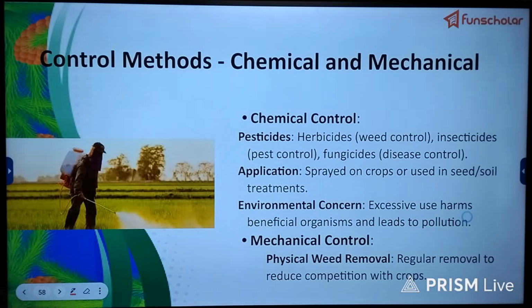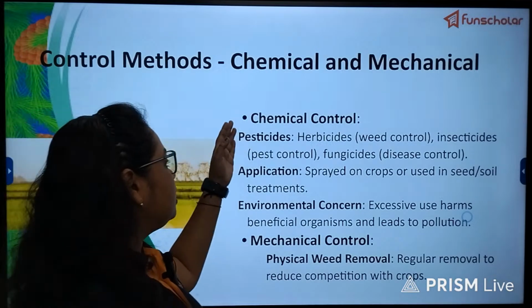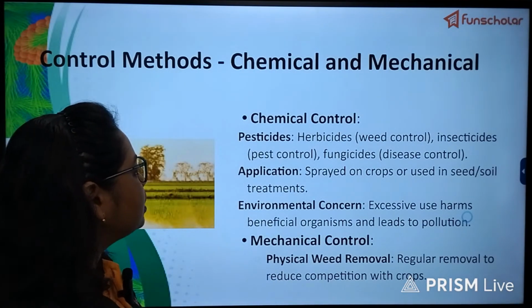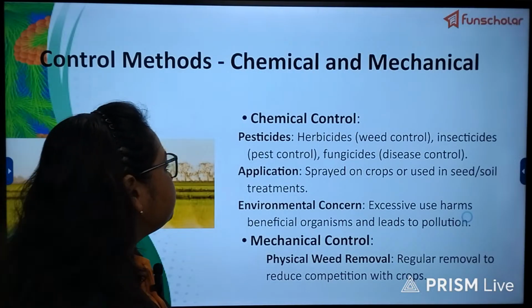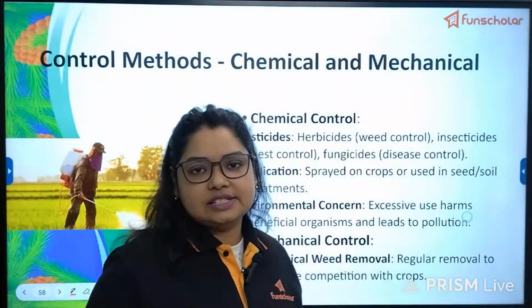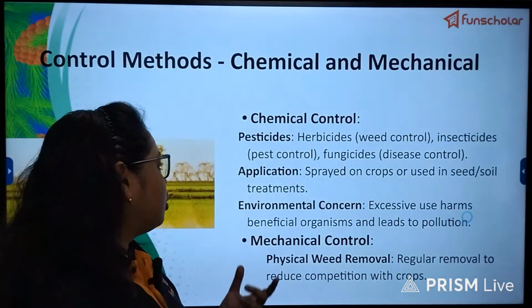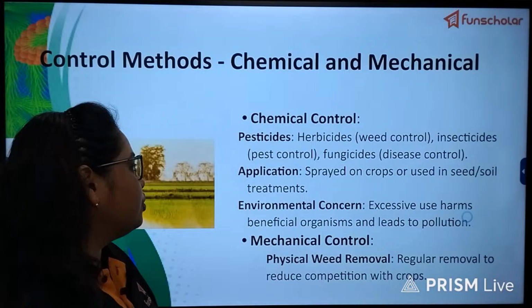Control methods include chemical and mechanical methods. In the chemical method, we have pesticides, which are going to kill the pest. Pest means the harmful organisms which are going to damage the crops which are of use to us.